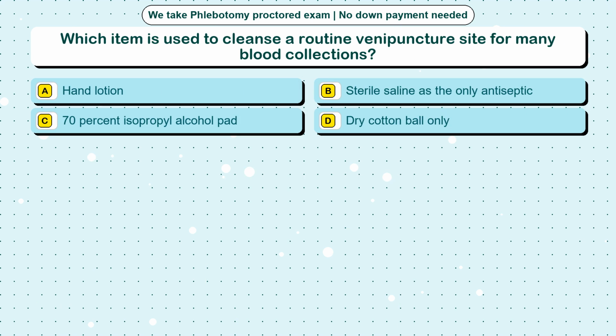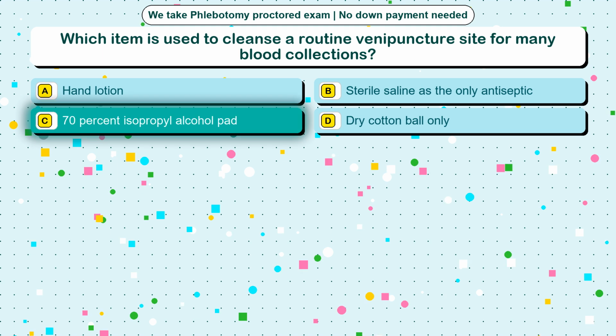Question 19. Which item is used to cleanse a routine venipuncture site for many blood collections? Option A. Hand lotion. Option B. Sterile saline as the only antiseptic. Option C. 70% isopropyl alcohol pad. Option D. Dry cotton ball only.